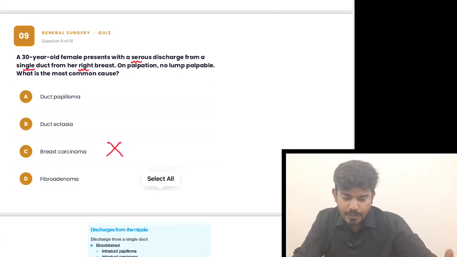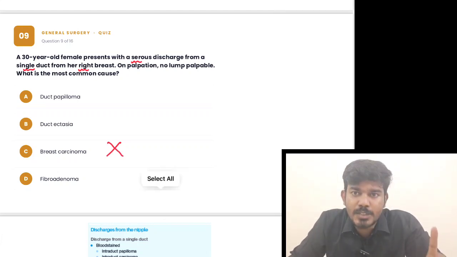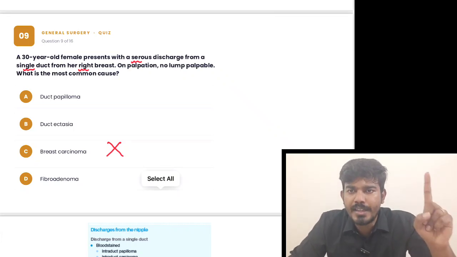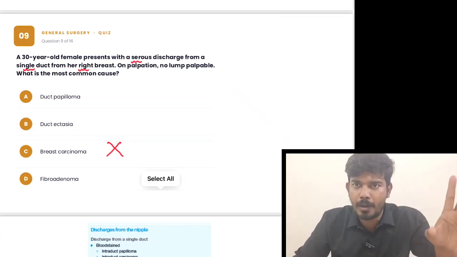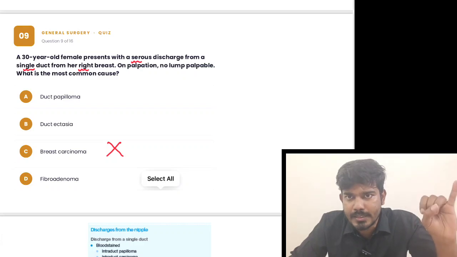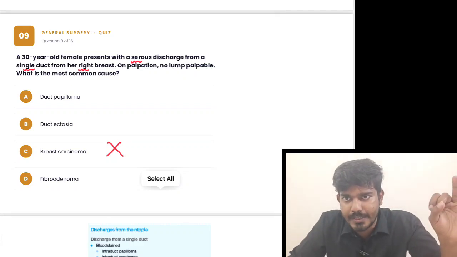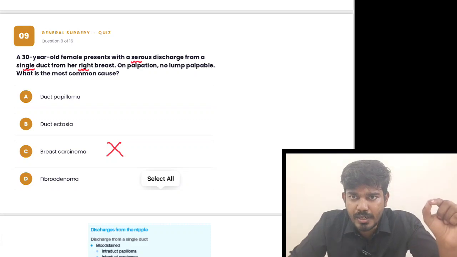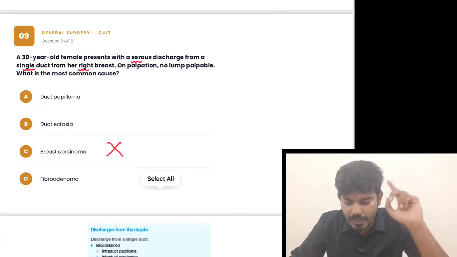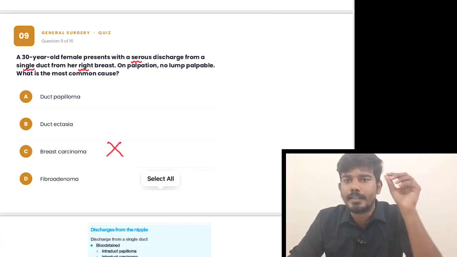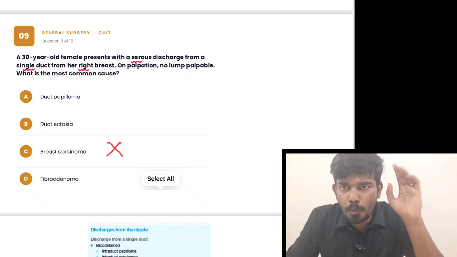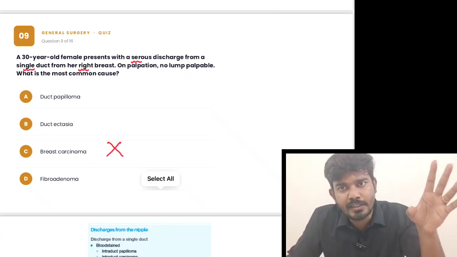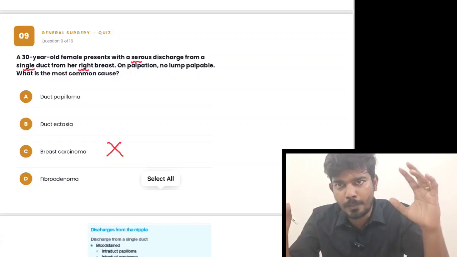Okay, beyond that there is a serous discharge from a single duct. If it is a single duct, most commonly it is from a duct papilloma, whether it is a serous discharge or a bloody discharge. Single duct means it is from a duct papilloma. Now if the question says multiple ducts, we have to rule out duct papilloma. Duct papilloma most commonly occurs in a single duct, not in multiple ducts. All the questions they ask are based on the most common.